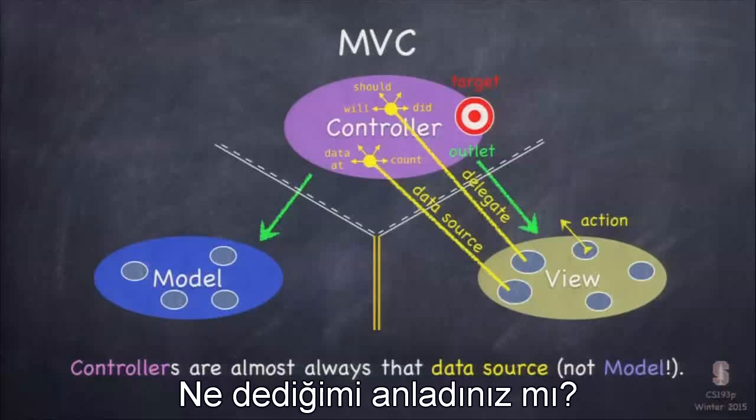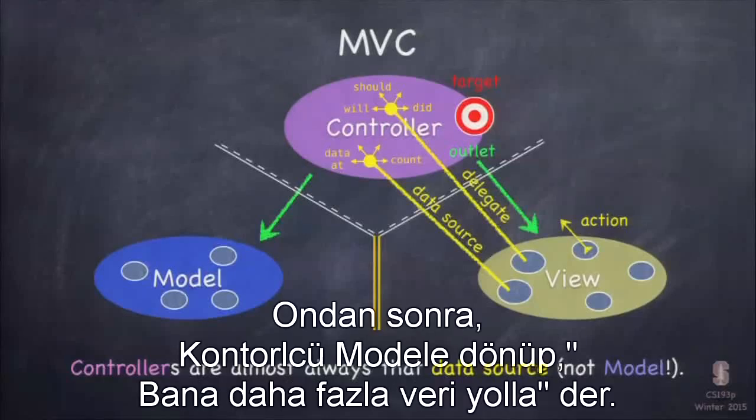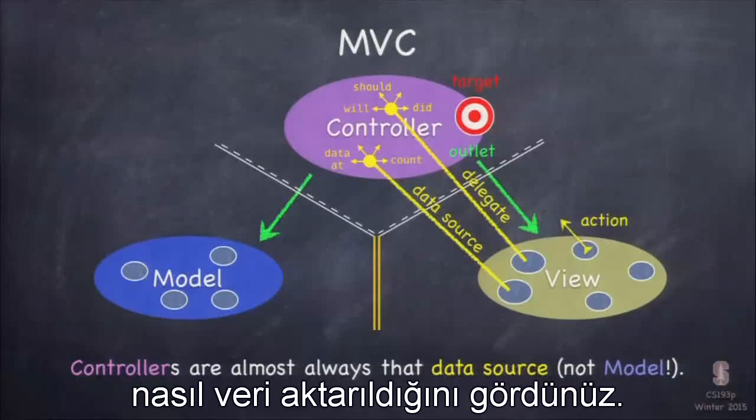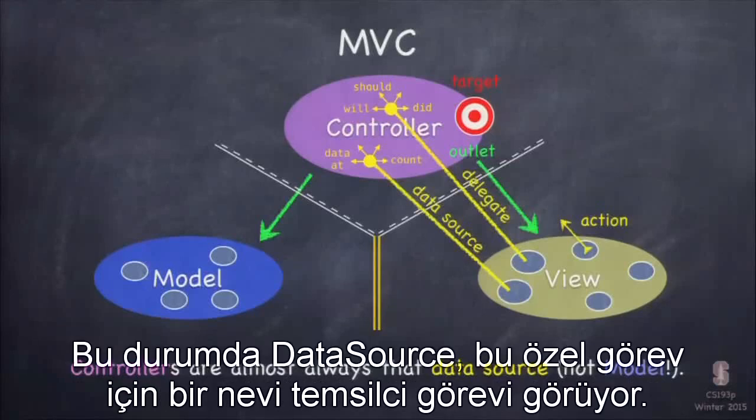Now it's saying 250, 10 more items. And so the controller is going back to the model and saying, give me more data, and it's providing it to the view in this blind way. So see how the view is getting data from the model through the controller in this kind of blind, structured way. Okay? That makes sense to everybody?